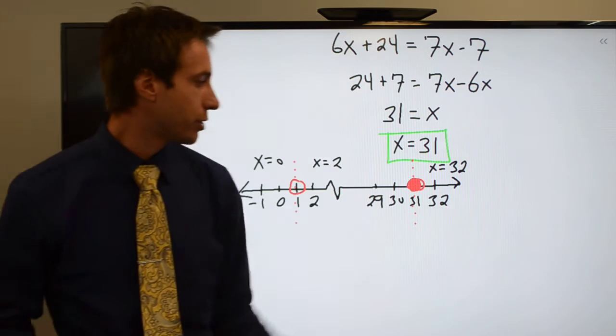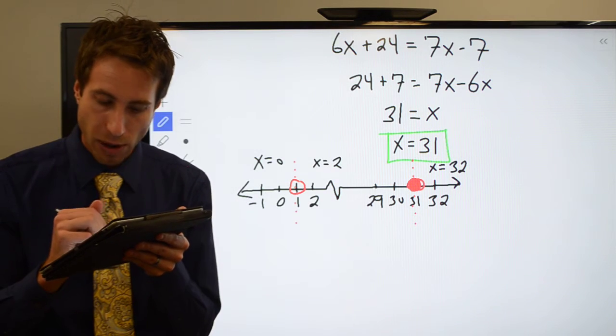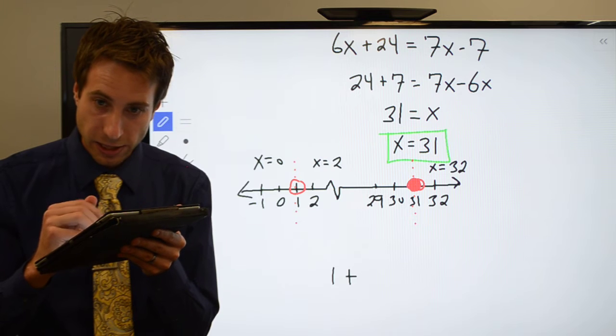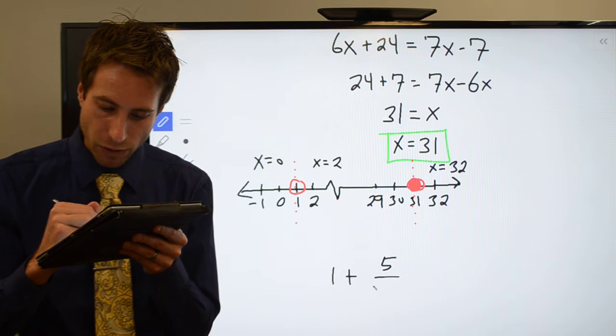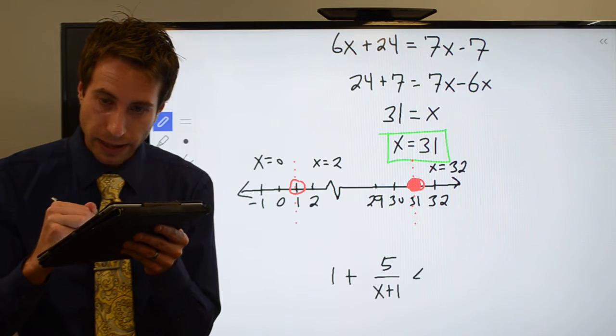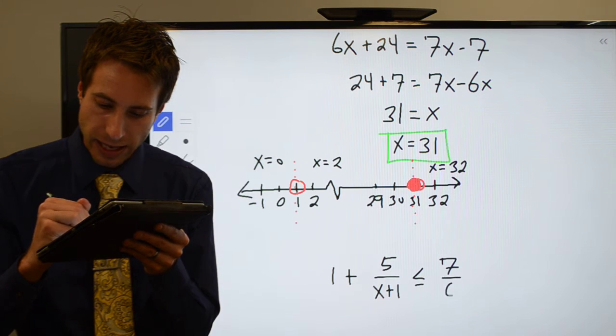plug a 0 into the original problem. Let me write the original problem for you. It was 1 plus 5 over x plus 1 less than or equal to 7/6.